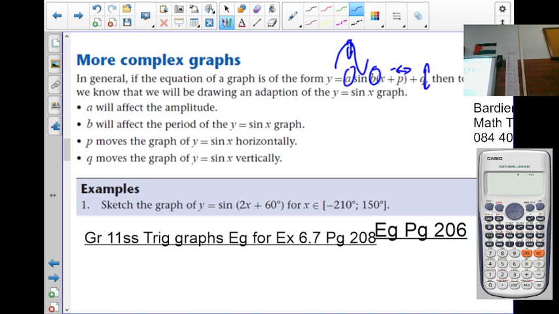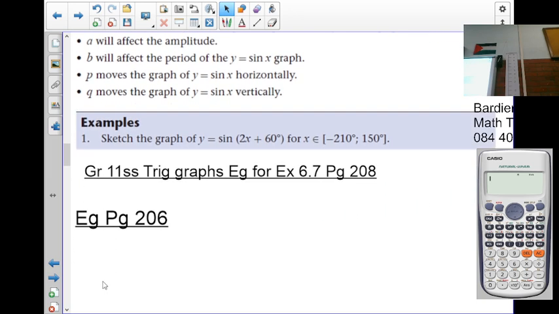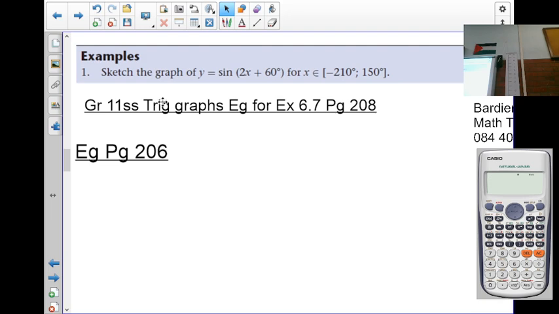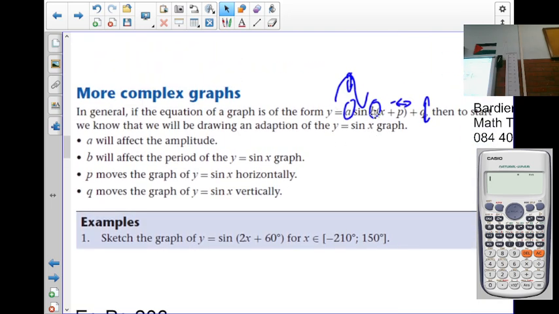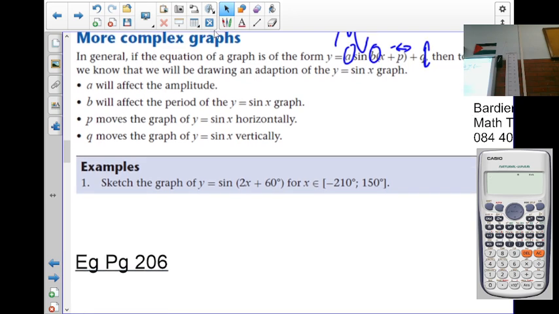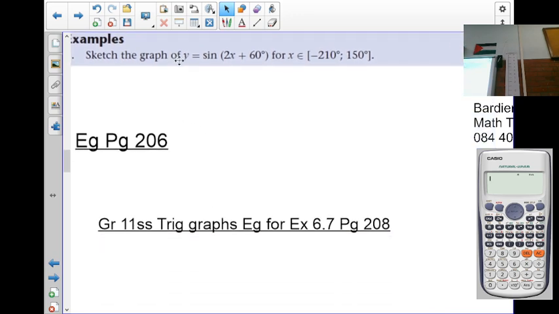So let's look at this example. Obviously the example is on page 206. So they ask you to sketch. Now this also affects, if you have y is equal to a cos b open brackets x plus p close brackets plus q, it affects your cos graph in the same manner as it's affecting the sine graph. However, the mother graph is the cos graph. Not so. Likewise on the tan graph, same story. Now it's just using sine here.